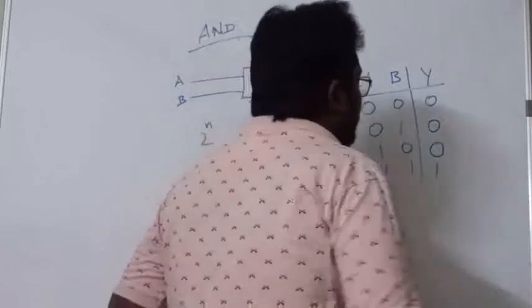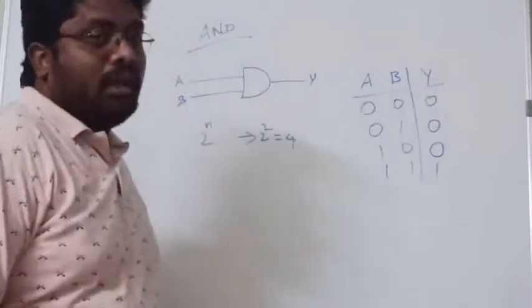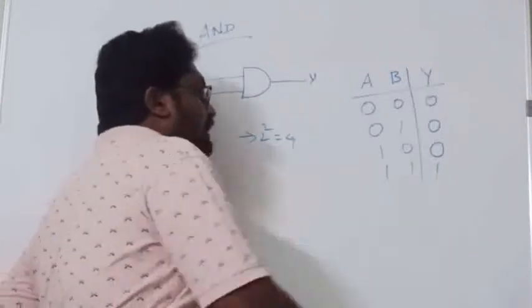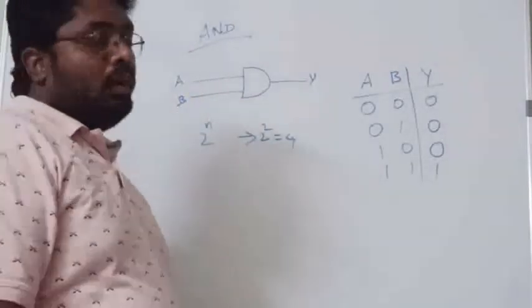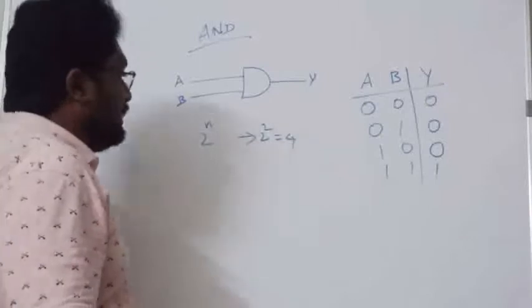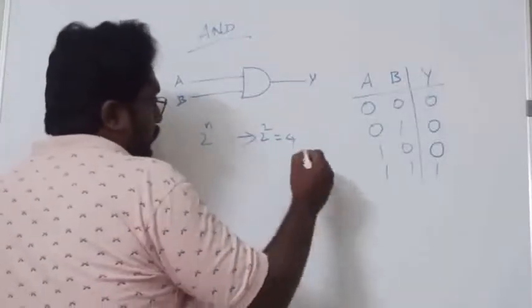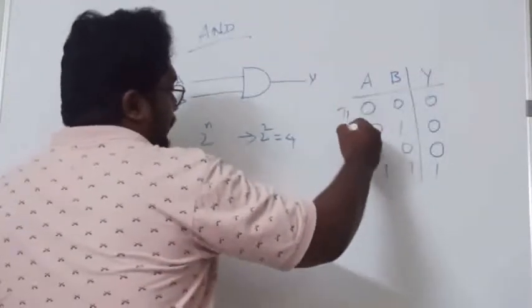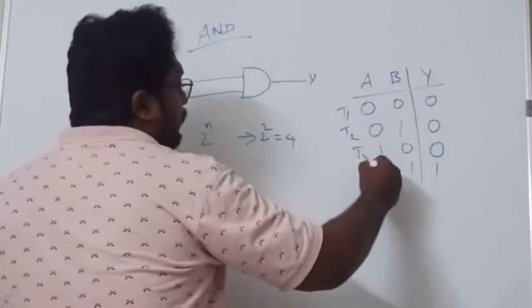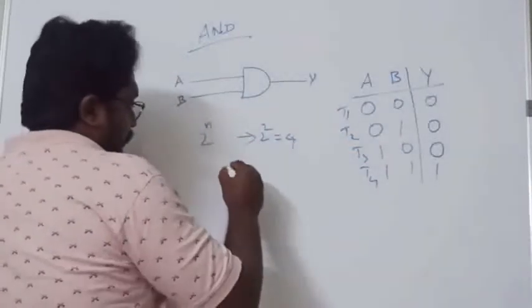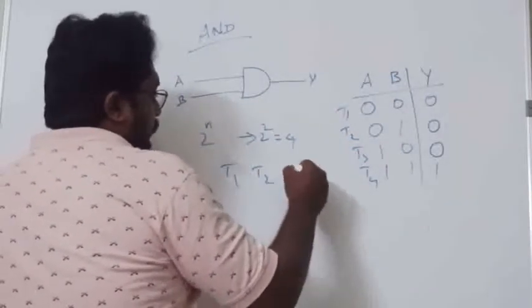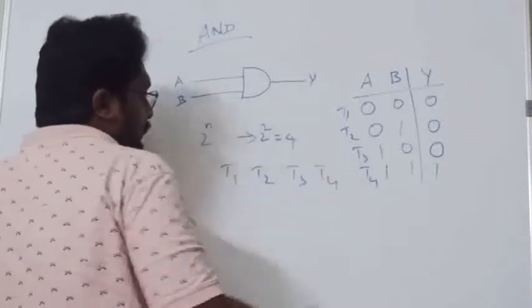For 1 1, the output is 1. So here I am having an even number of ones, then the output will be 1. So the timing diagram for this is that, here I am having 4 time cycles, T1, T2, T3 and T4. So T1, T2, T3 and T4.